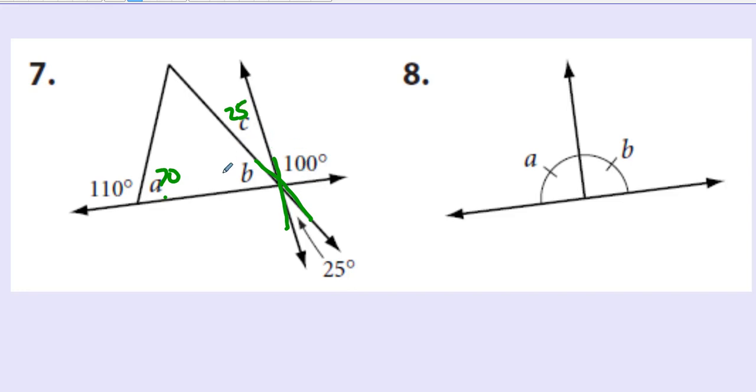Altogether, 100 and these two need to make 180. We have 125 given to us. This must be a 55. And we got those. Okay. Over here, two congruent angles that make a linear pair. Each one of these must be a right angle. Each one of those is 90 degrees.